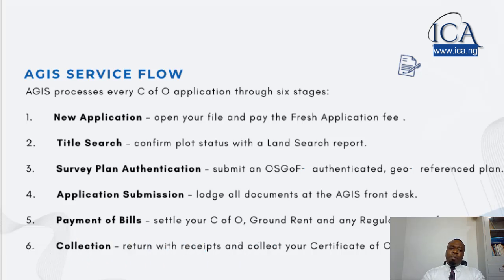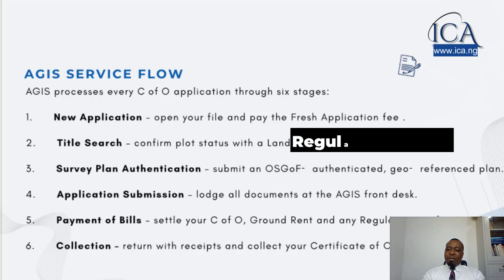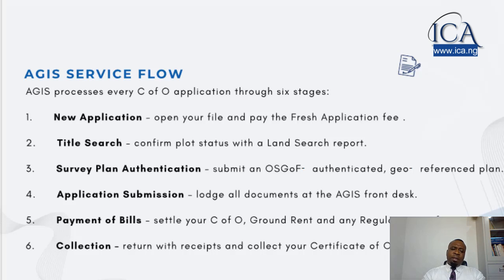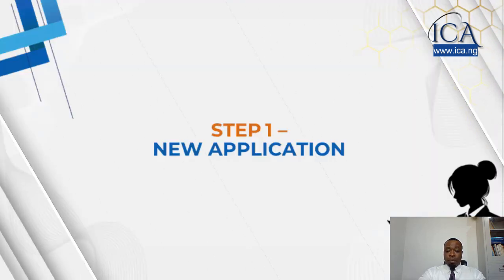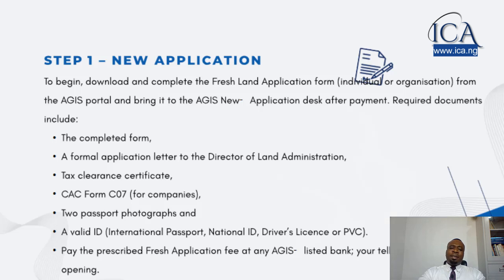Then the next step will be payment of bills. You have to settle your C of O, ground rents, and any regularization fees via Remita. Once you have concluded all these, then it will be collection of your certificate of occupancy. You have to return with your receipt so that you are able to collect your certificate of occupancy. Let's now look at the steps in detail.